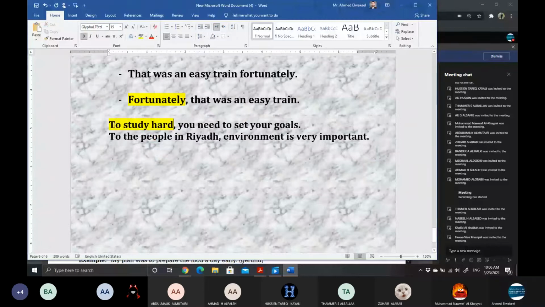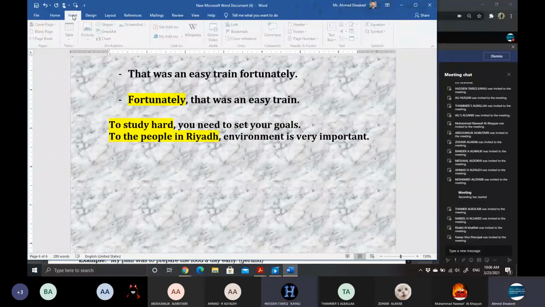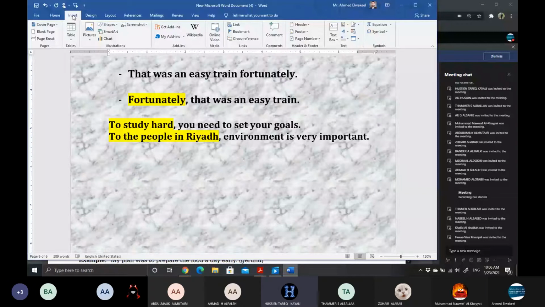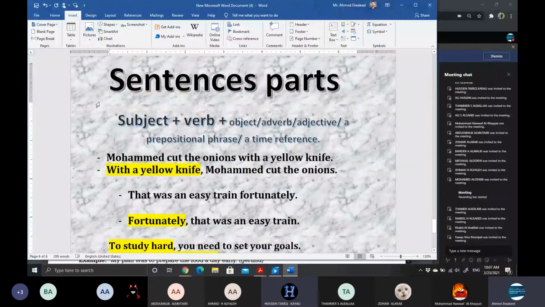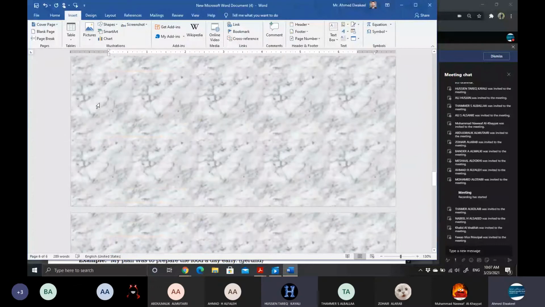Study hard and to the people in Riyadh. Can I say? Yes. In the sentence "to the people in Riyadh," you are giving a direction to people, where they are. And in the first one, it's an infinitive verb. So the difference is that the preposition of place gives the direction, and the first one doesn't. Yes, continue.